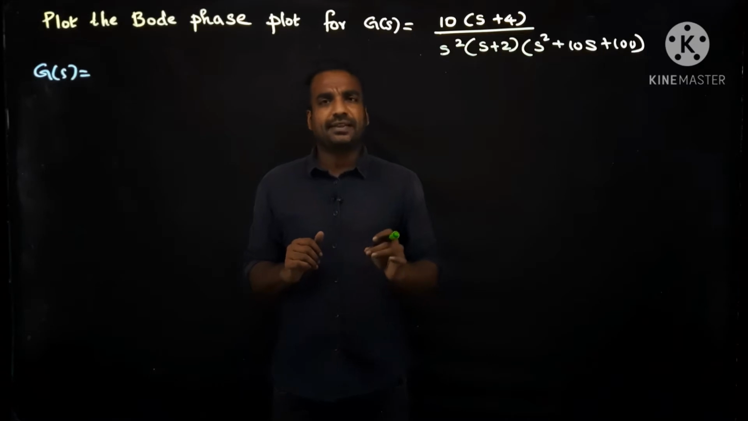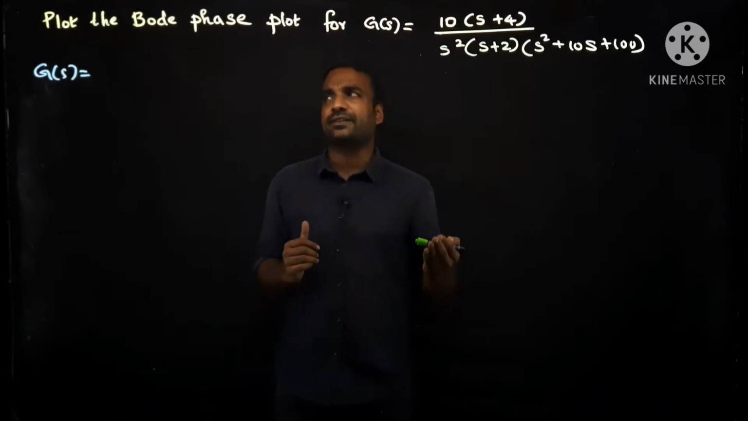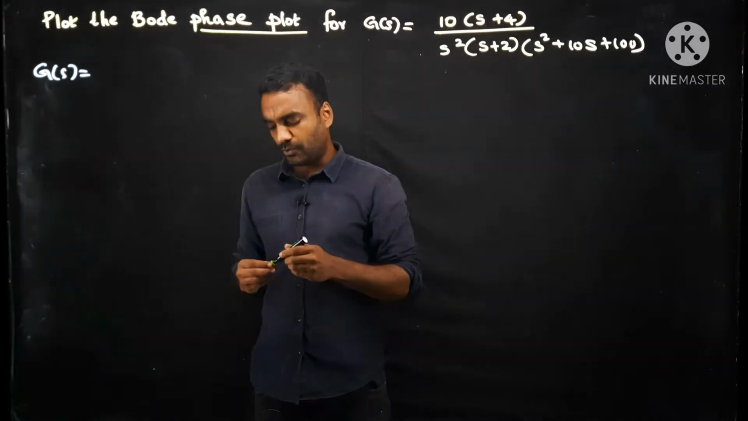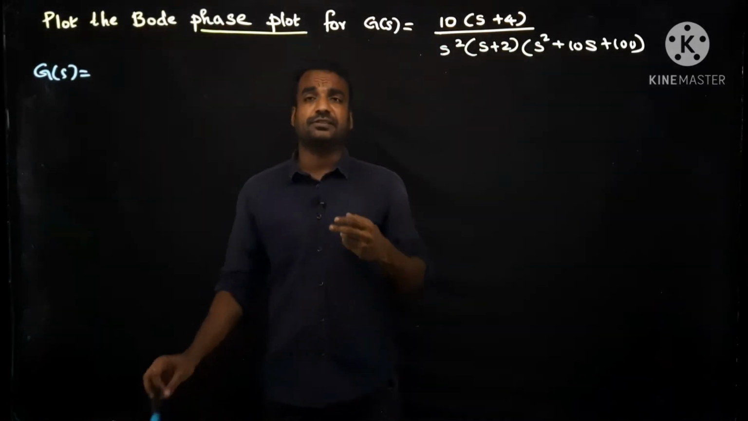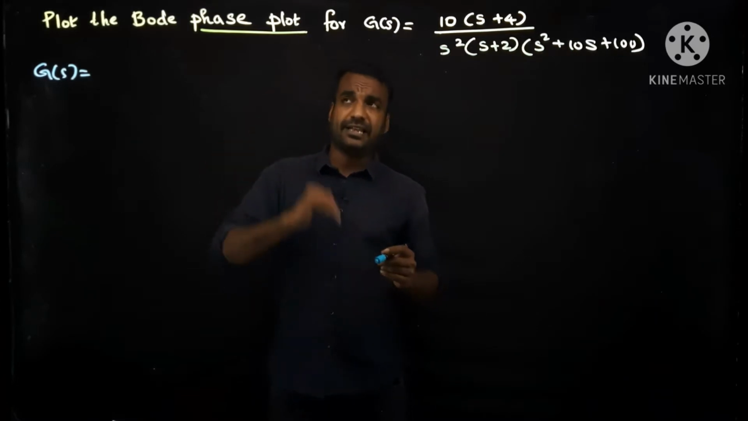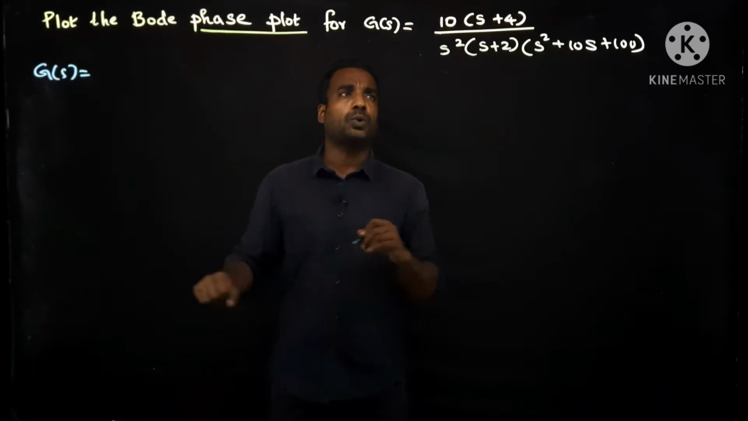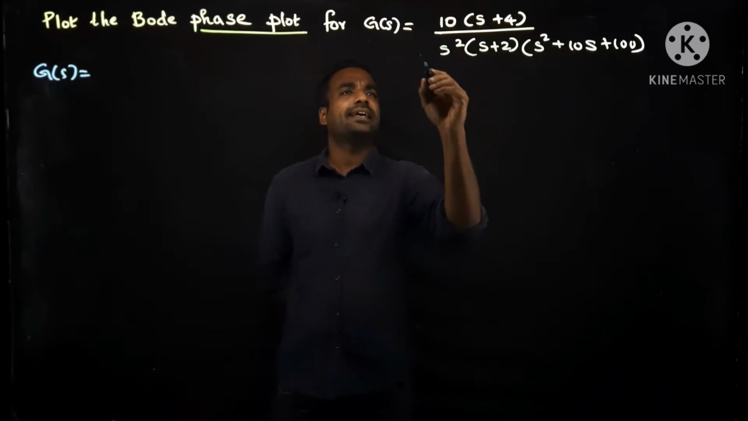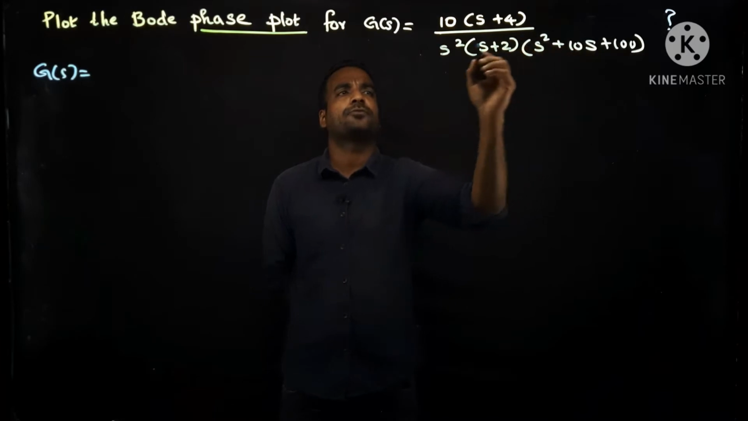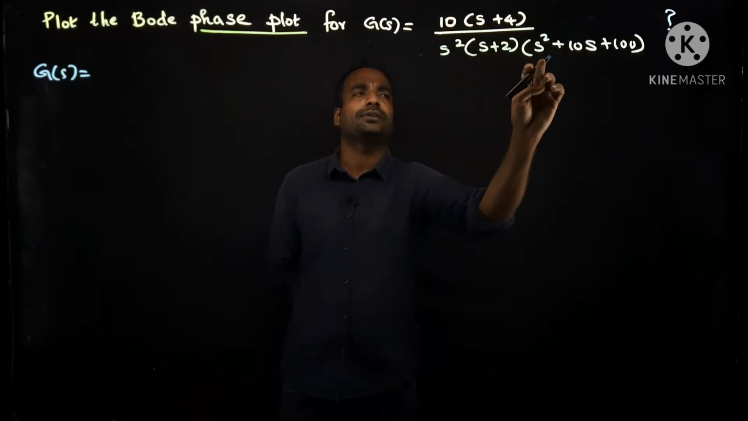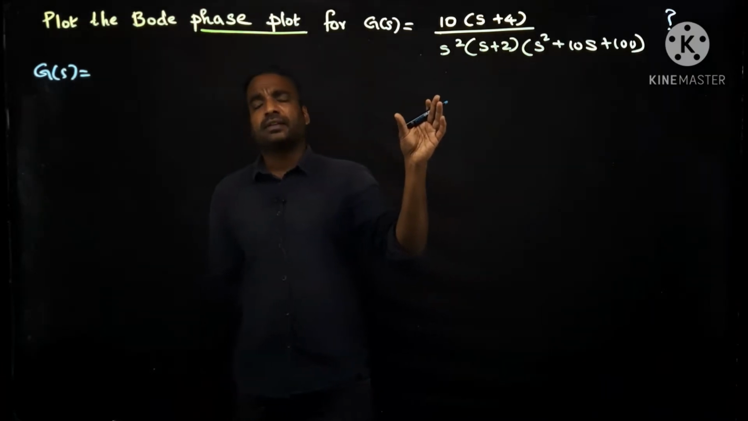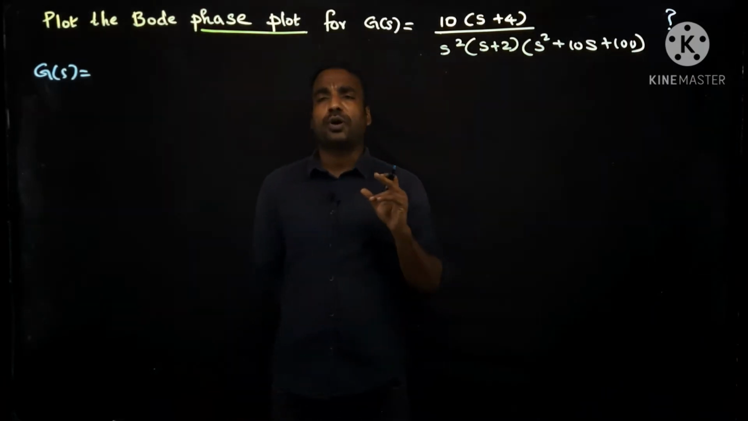So, in today's class, we are going to the next section of the Bode plot, that is phase plot. Bode plot has two sections. The first plot is magnitude plot that we already completed. The second plot is phase plot or angle plot. For that, the same question is again considered. Same question, G(s) = 10(s+4) / (s^2 (s+2)(s^2+10s+100)). This was the same question that we already considered for drawing magnitude plot.